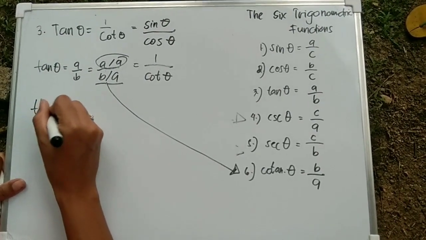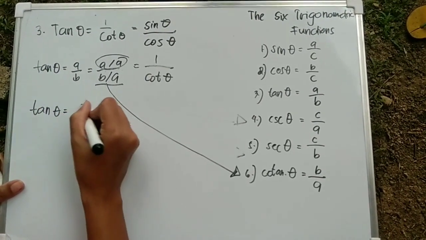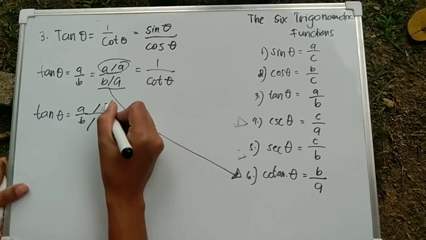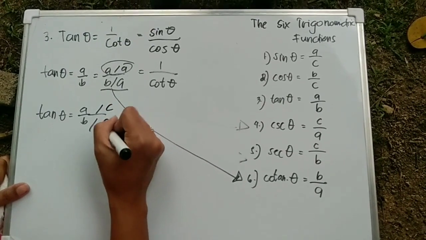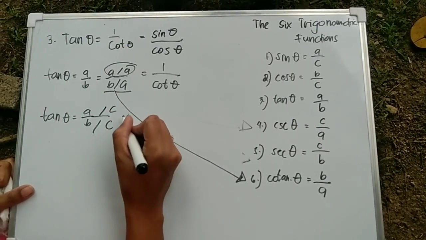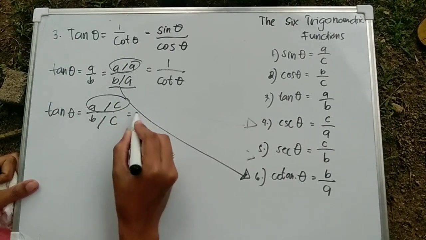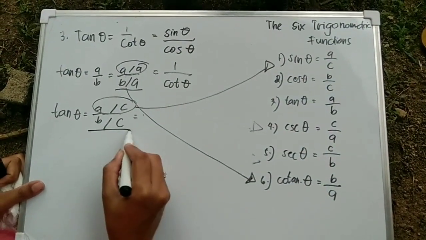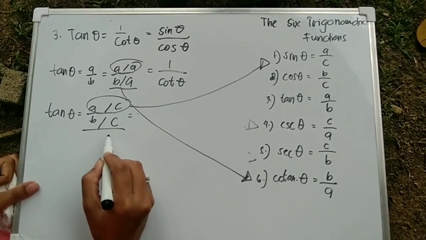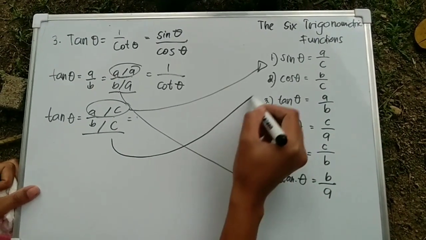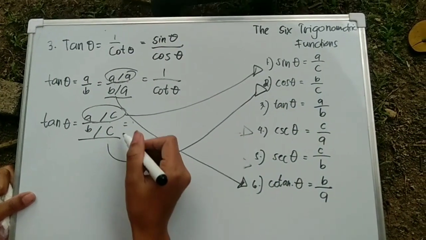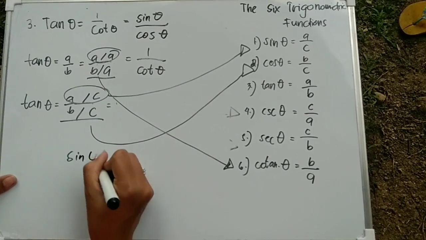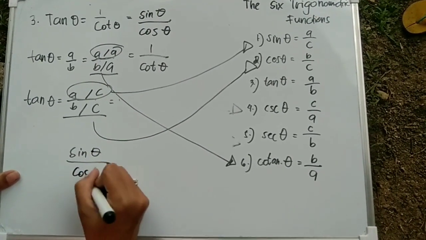But what if tangent theta is equal to A over B and then divide both by C? So A over C is sine theta and B over C is cosine theta. So that is why tangent theta is also equal to sine theta over cosine theta.